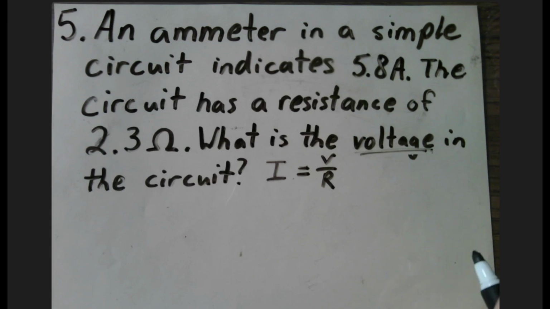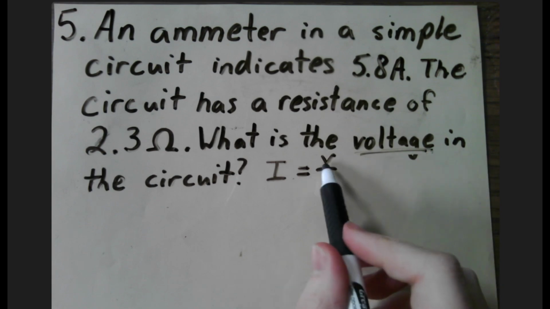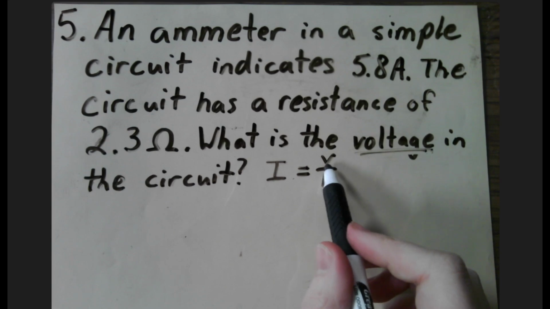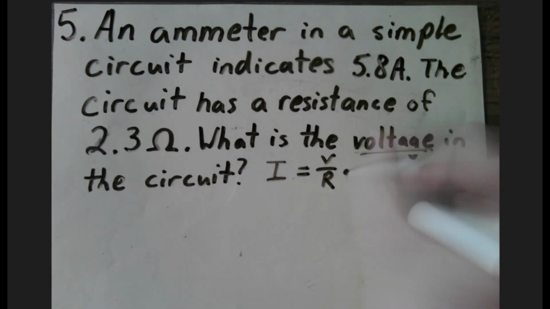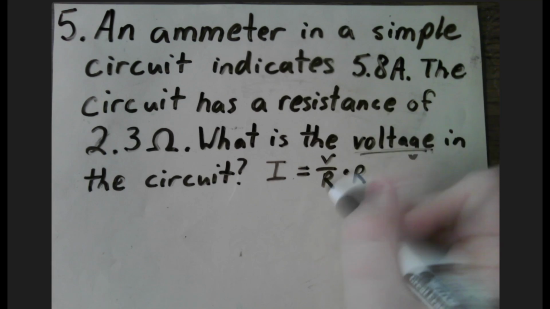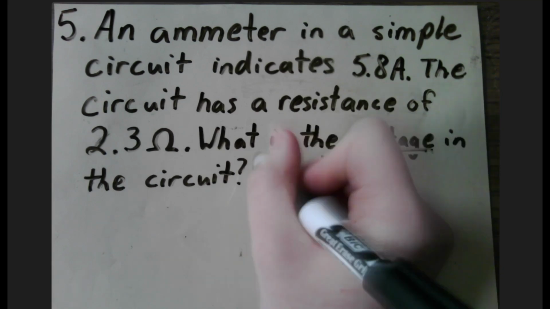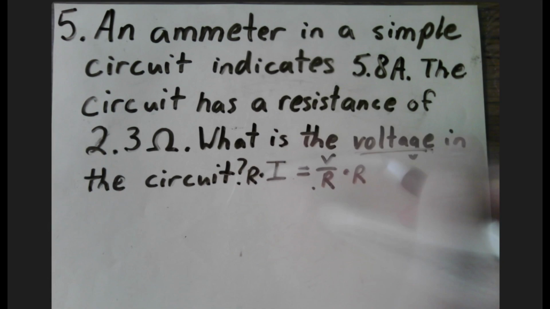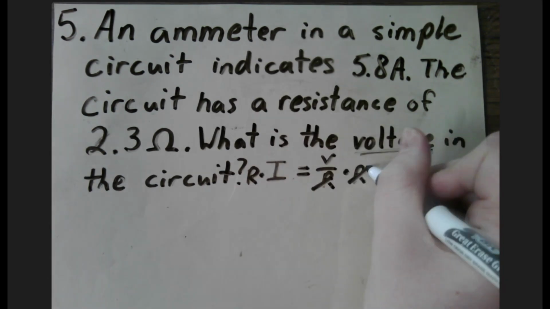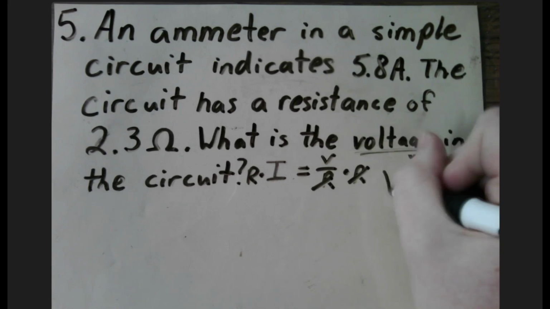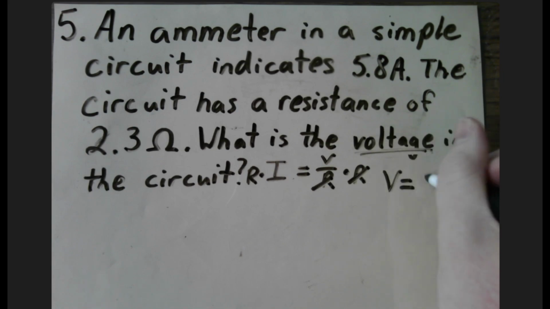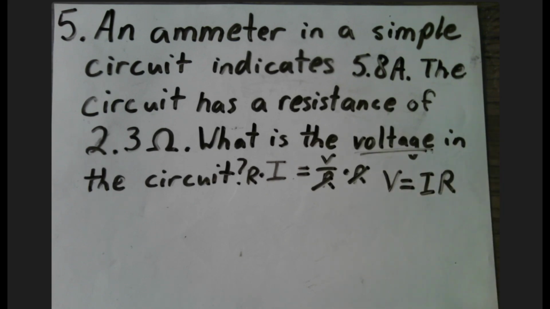But wait a minute, we've got to stop, because our voltage is not by itself, and it's not equal to anything right now. So to get it by itself, we are going to multiply by our resistance to cancel it out on both sides. That cancels that resistance out, and that one cancels it out there. So now, all we are left with for our formula is voltage is equal to current times resistance.